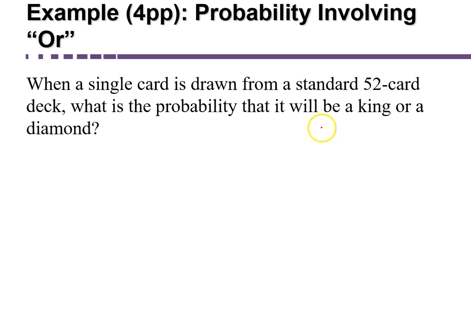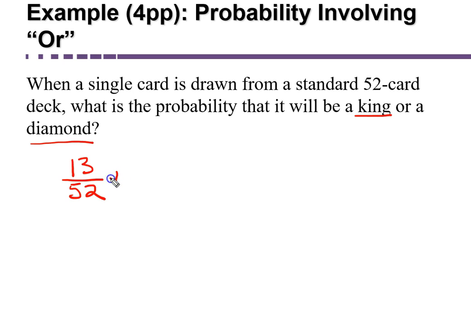All right, this is example 4, probability involving OR. When a single card is drawn from a standard 52-card deck, what is the probability that it will be a king or a diamond? Well, let's do the diamond first. How many diamond cards are in a deck? And it's 13 out of 52.